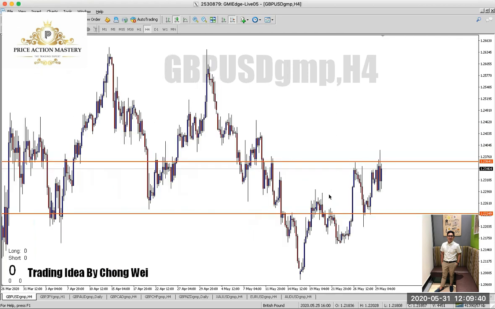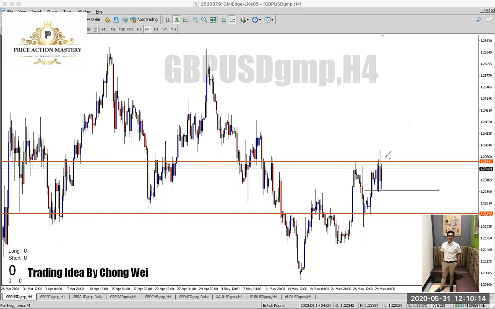What the market just did is that we are expecting another test at this low, and then it will just move up, or it can just break above this line and retest, then go up. This is our forecast for the GBP USD, because now we can see the buyers have some strong force.